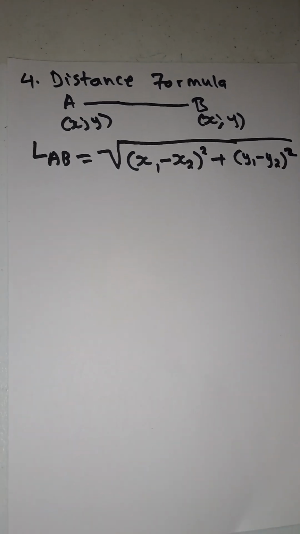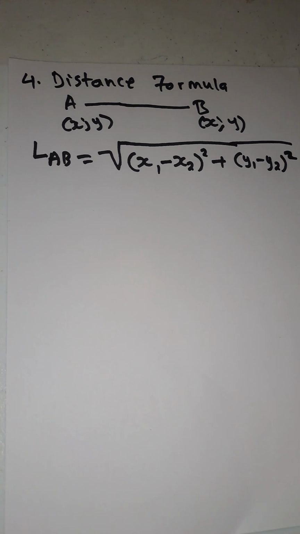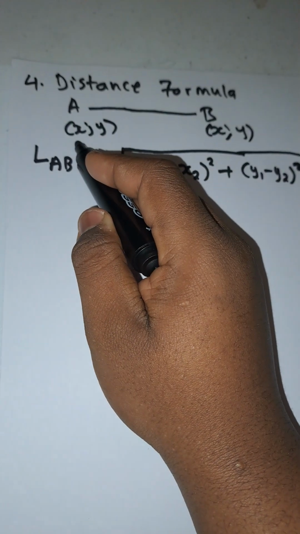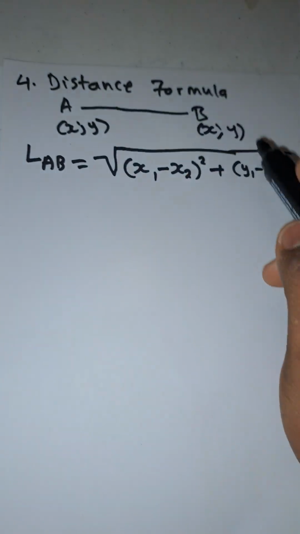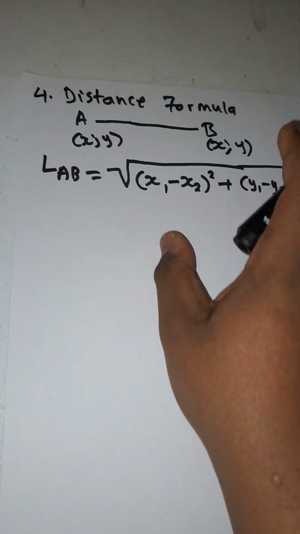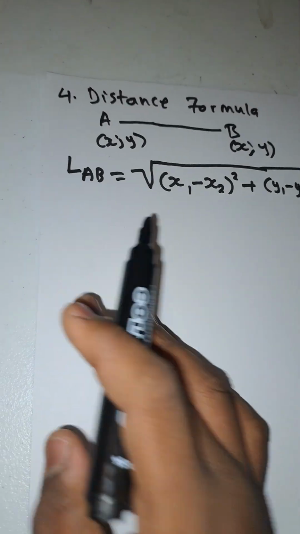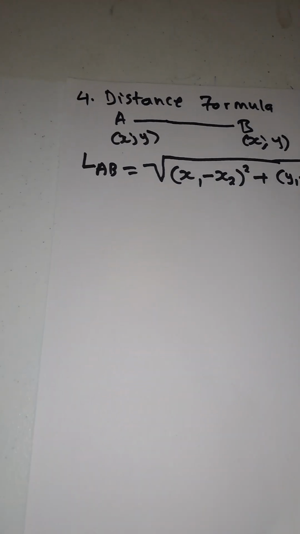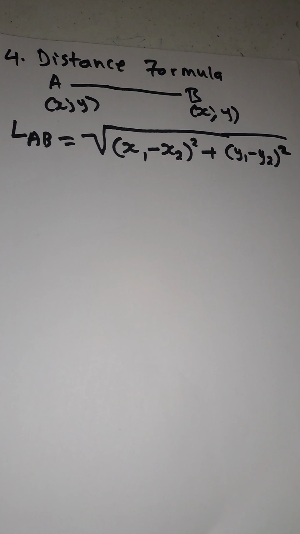Yeah, so let's talk about this thing again. If you are going to choose this x as your x1, make sure that on this side you choose this y as y1, then you put your values and you get a number. Simple. This one is simple, right? I hope you understood this.